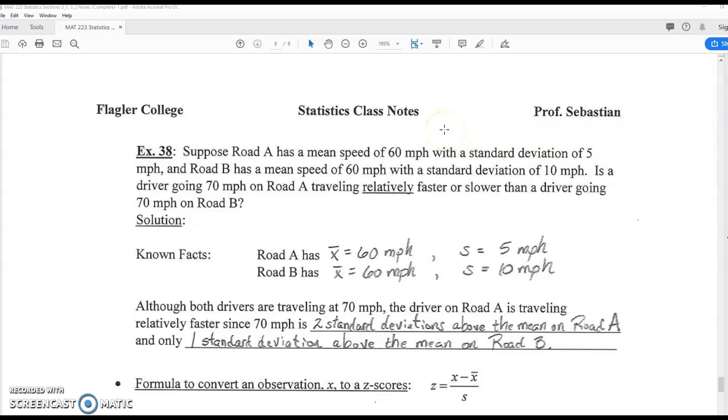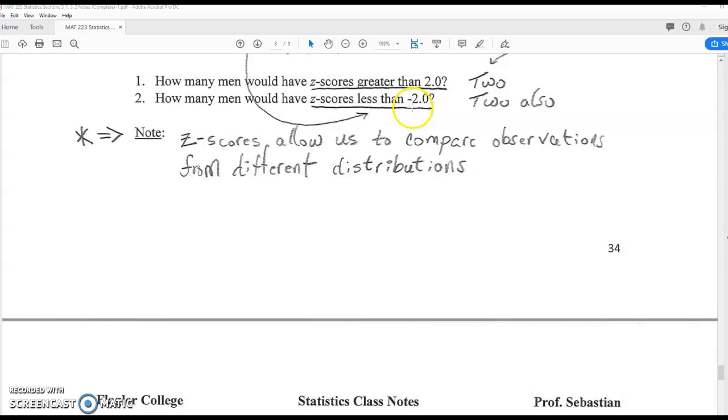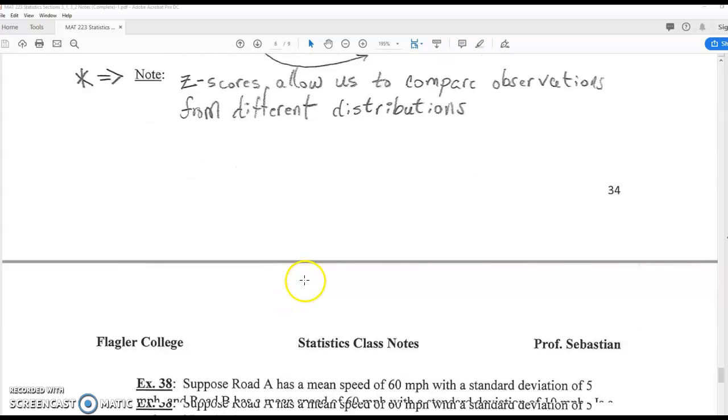We're on page 35 of our statistics class notes. And I just got done telling you on the previous page that, hey, z-scores allow us to compare observations from different distributions. So let's see how we can do that.